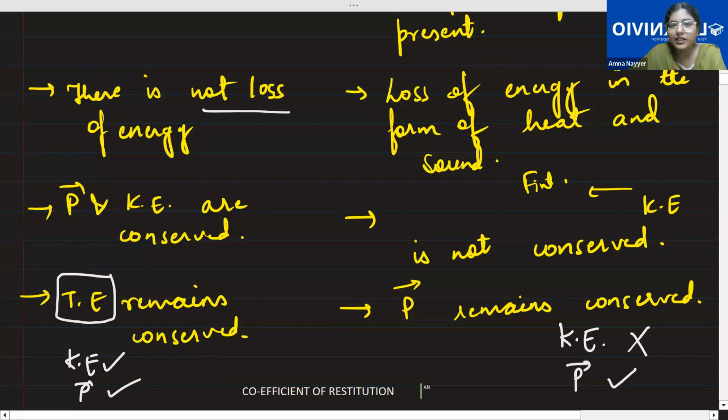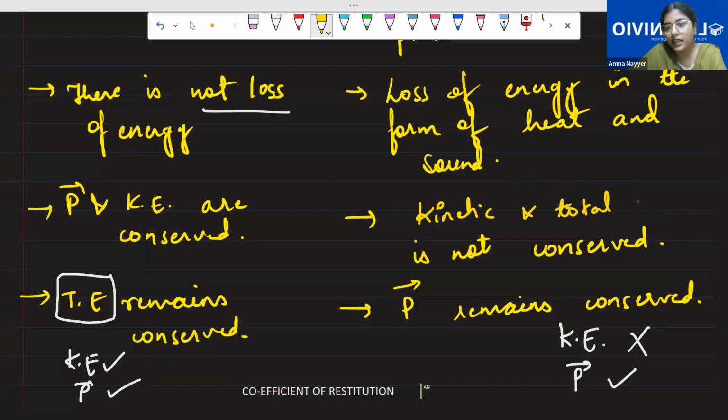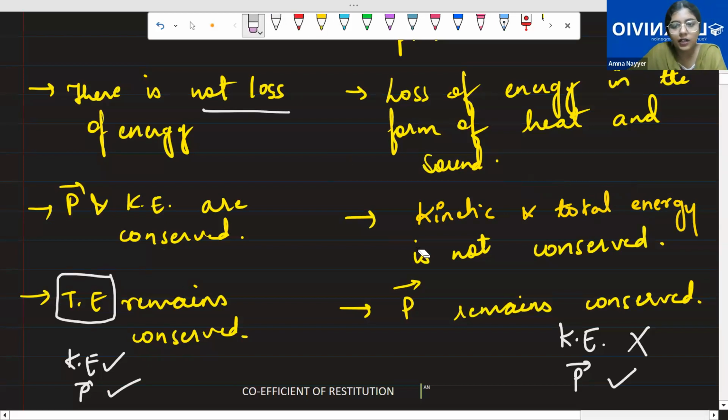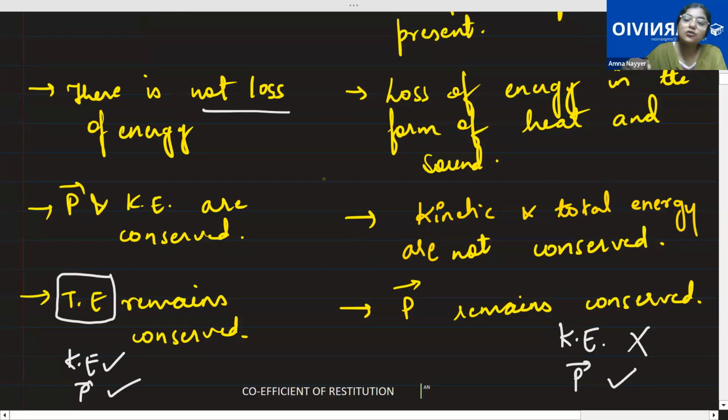F internal you can remove. Kinetic and total energy are not conserved. This is the major difference, and this difference is often asked in the exam to write.